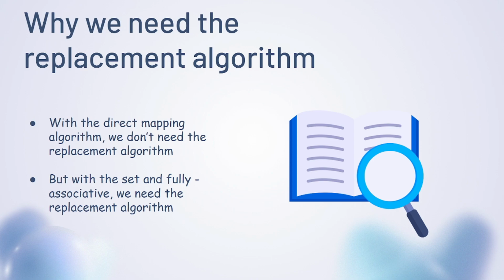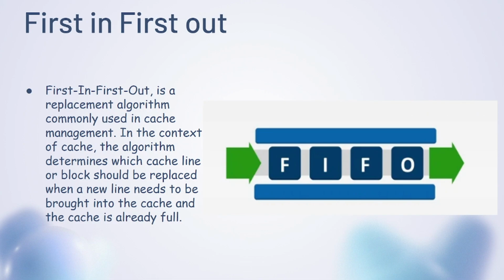Next we will look at the FIFO replacement algorithm. What is the FIFO replacement algorithm? FIFO stands for First In, First Out. It is a replacement algorithm commonly used in cache management. In the context of cache, the algorithm determines which cache line or block should be replaced when a new line needs to be brought into the cache and the cache is already full.